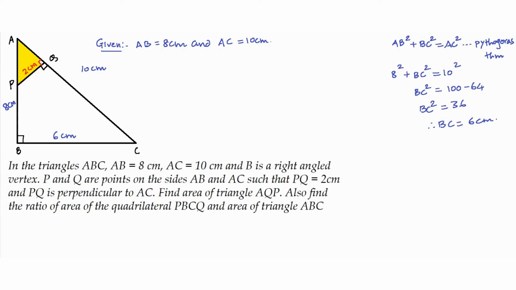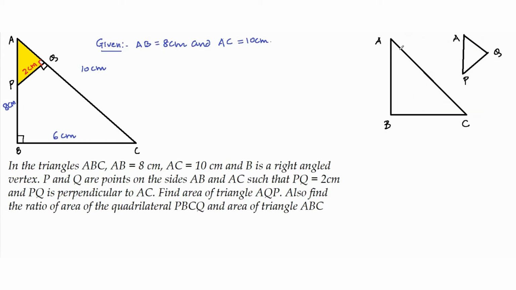So now what comes to my mind is, in some way, can I prove that triangles APQ and ABC are similar? Why would that help? That would help because I can now find the area of triangle ABC, and if I can prove similarity, then I can definitely find the area of triangle APQ. So let us now draw these two triangles separately over here, and then let's see if some parts are equal.